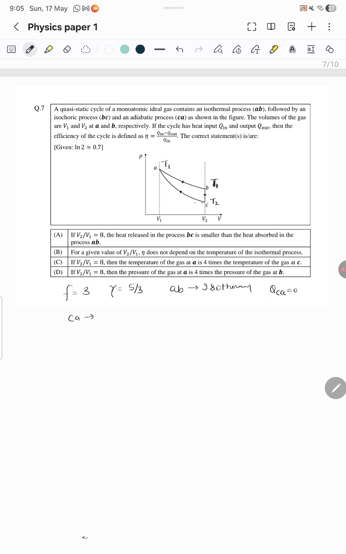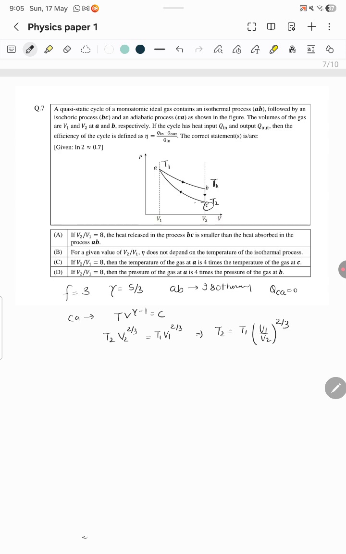So for process CA, we can apply our TV equation, which is T V to the power gamma minus 1 is equal to constant, right? So we can say T2 V2 to the power gamma minus 1 at point C, and we know the gamma value, right? So we can fill gamma minus 1, which is nothing but 2/3, is equal to T1 V1 to the power gamma minus 1, which is again 2/3. So from here T2 is coming out to be T1 times V1 by V2 to the power 2/3.